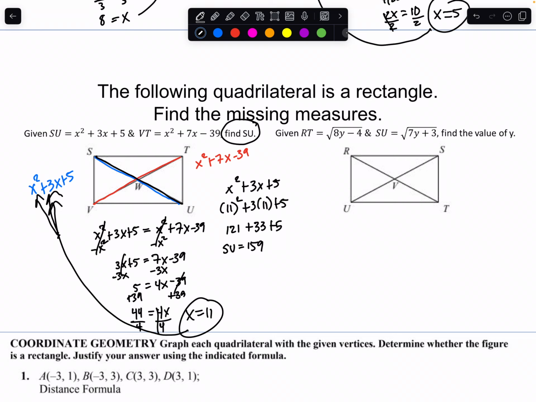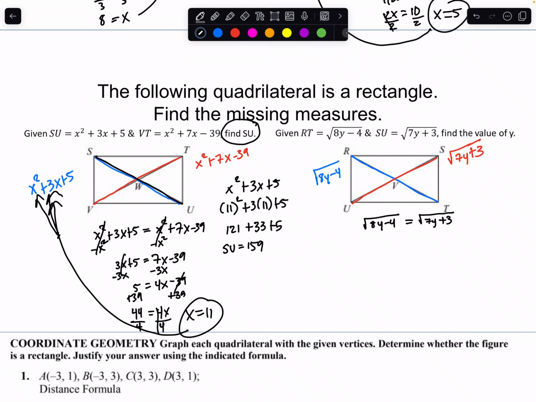If you look at this next example, I'm given another set of diagonals. RT, this length, will equal the square root of 8y minus 4. The other diagonal, SU, will equal the square root of 7y plus 3. Do not let the fact that they're square roots or quadratics change the fact that these two lines are really just equal to each other. Diagonals are congruent for rectangles. And that's what I'm going to do. The square root of 8y minus 4 will equal the square root of 7y plus 3. Once I have my equation, I can solve for the variable.